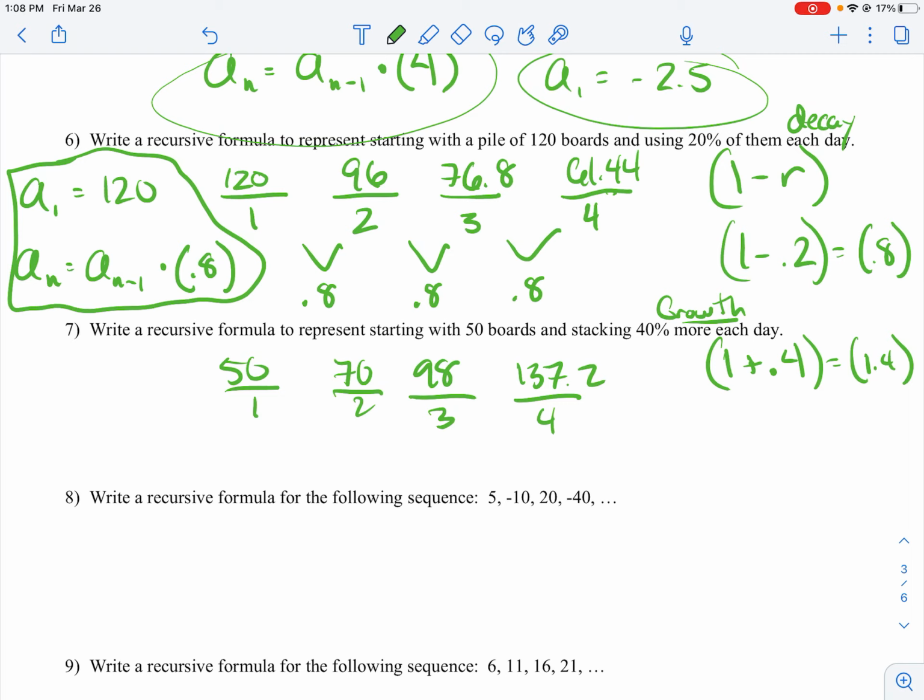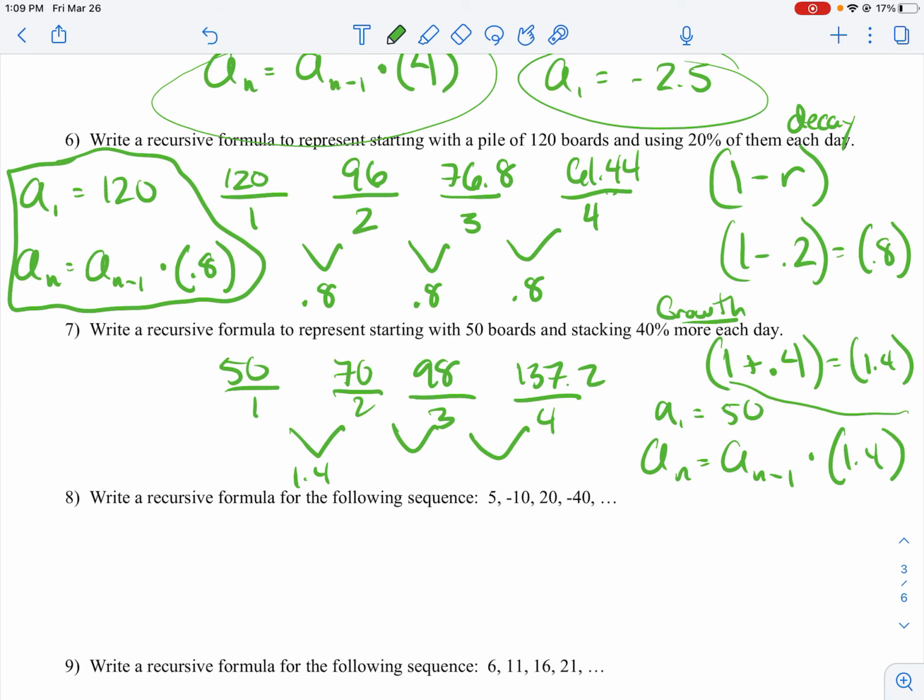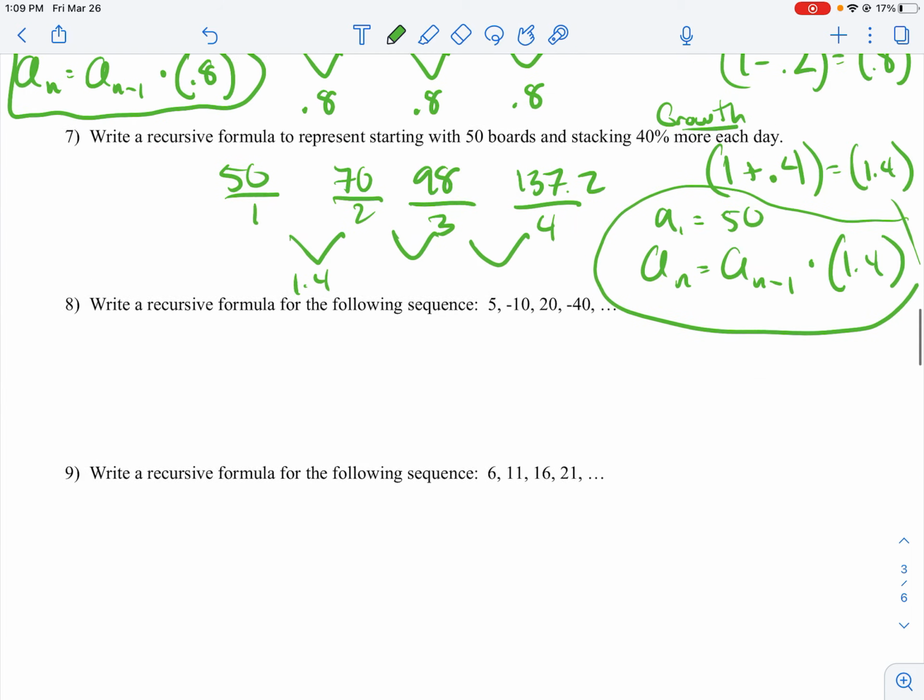In retrospect, what are we multiplying by here to get from term to term? We're adding 40%, but what we're actually multiplying by is 1.4. So a sub n is equal to a sub n minus 1 times 1.4, first term 50. I'm trying to rush through this last part here.